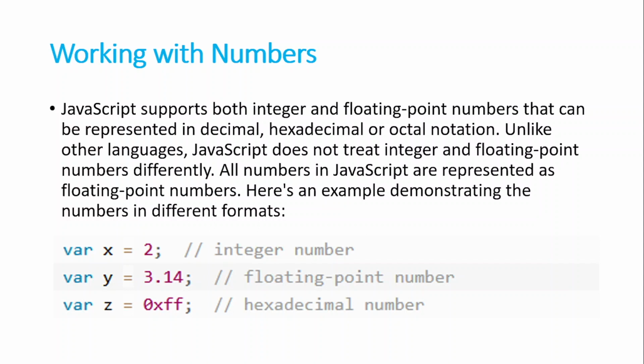Here's an example demonstrating numbers in different formats. You can see the first format is the integer format and the other format is 3.14. This one is a floating point number. When you see a decimal, always remember that this is a floating point number. And then we have this hexadecimal number which has this hexadecimal code. So you can represent numbers in different formats in JavaScript.